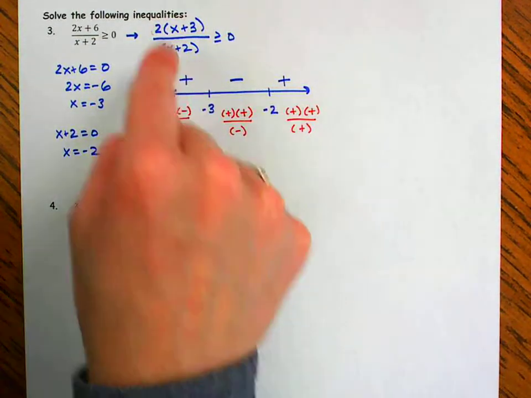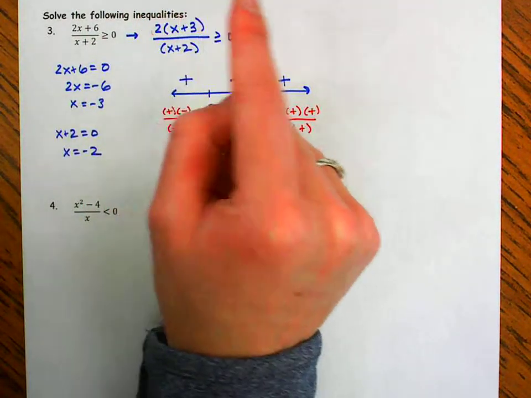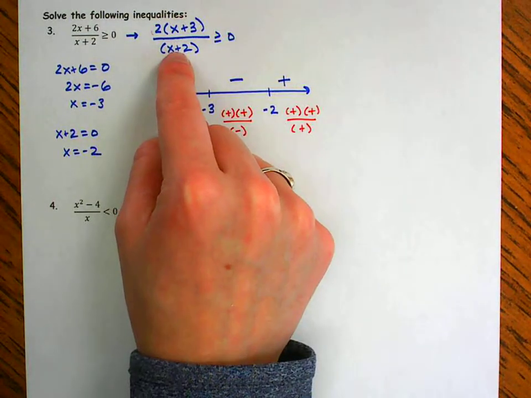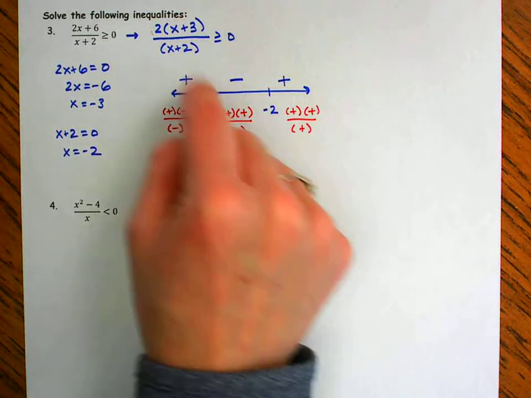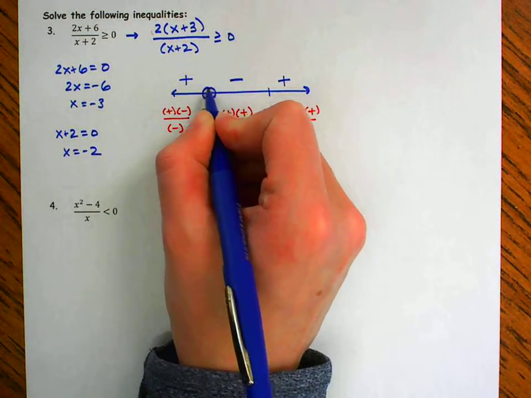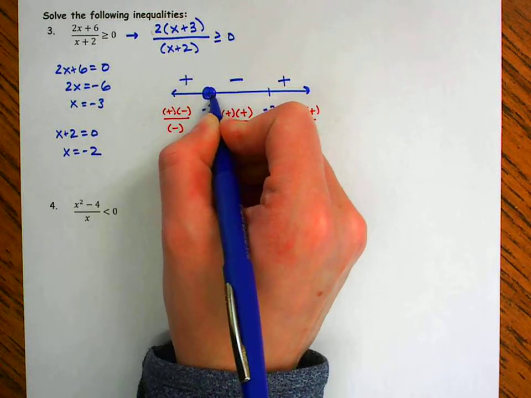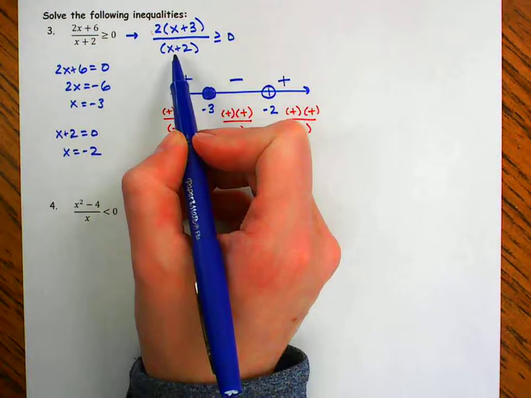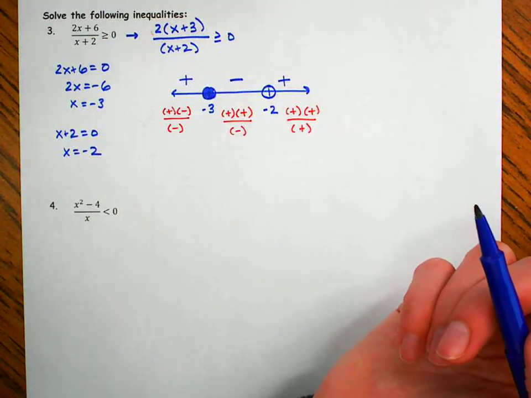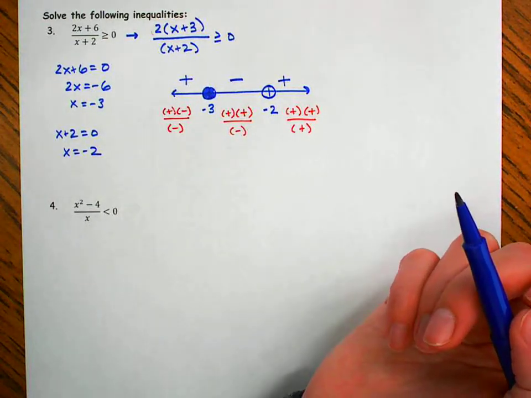Now, notice there's a greater than or equal to sign. Negative 2 is the 0 from the denominator. Negative 3 is the 0 from the numerator. So negative 3 is okay because that's going to make my function equal to 0. Negative 2 is not okay because that's going to cause me to divide by 0. So the shortcut is if it's from the numerator, you fill it in. If it's from the denominator, you don't.